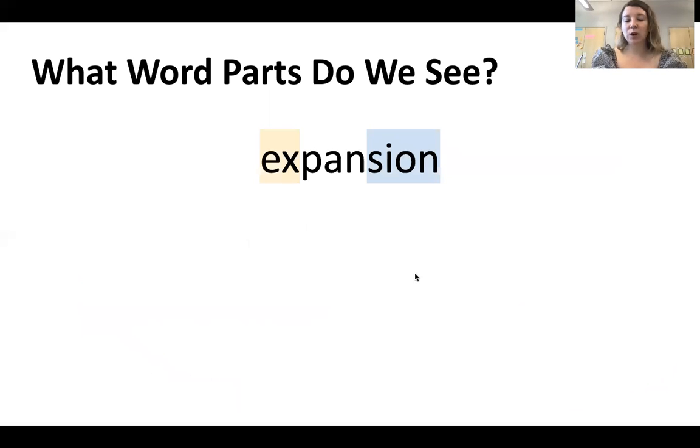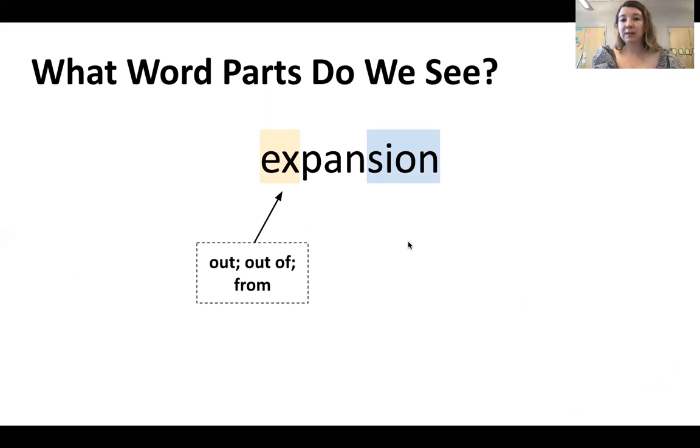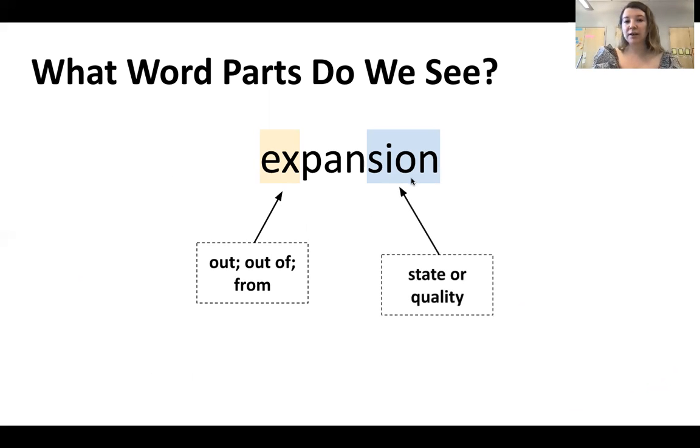The next word is the word expansion. There are a couple different parts in the word expansion that I think are worth teaching into. First, we have this prefix ex. Ex means out, out of, or from. So I would give that to students. I would specifically teach them that ex means out of, or from. And then I might teach them that tion, T-I-O-N, means the state or the quality.